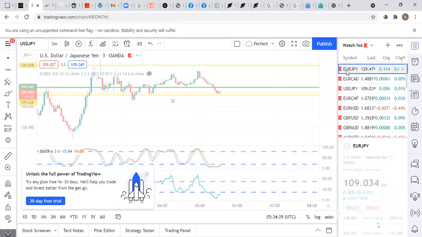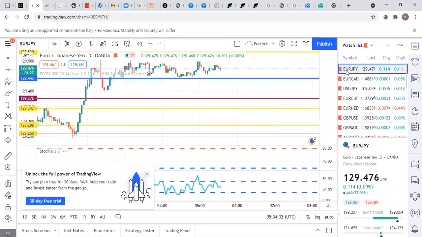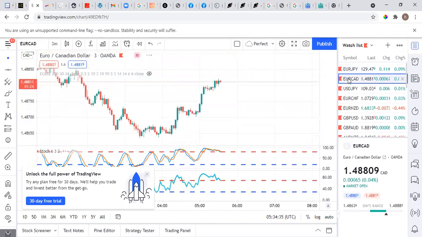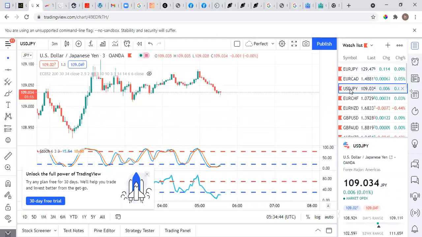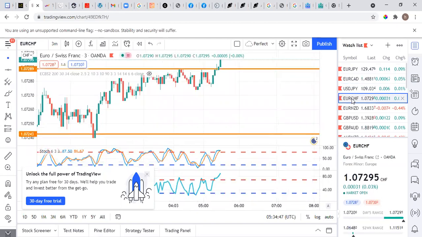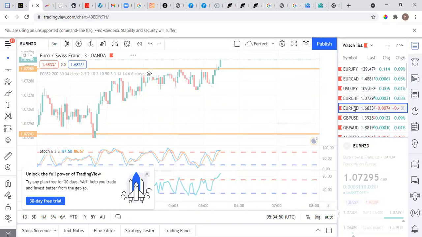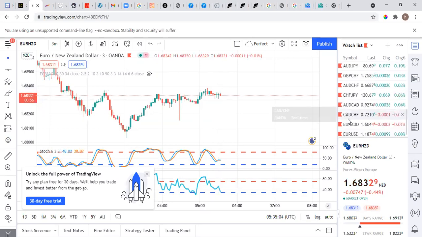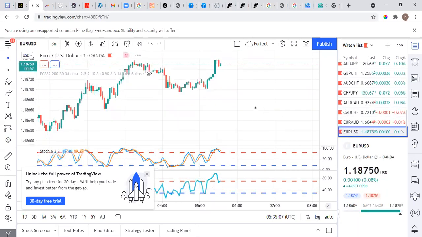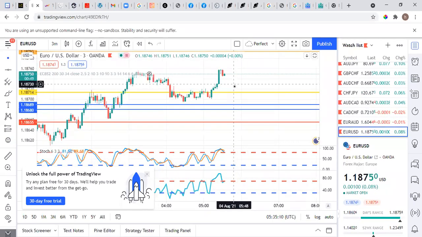Let me check my Euro JPY. It has gotten there. Not yet. Euro CAD, not yet. Euro CHF, not yet. So patience is just the key when you are trading. Patience is the key, okay? Because you don't want to rush into any trade. You want to always wait for confirmations.